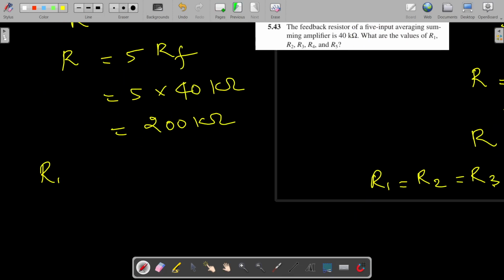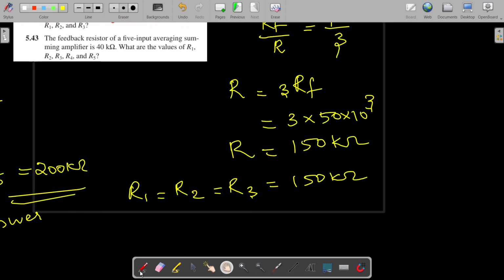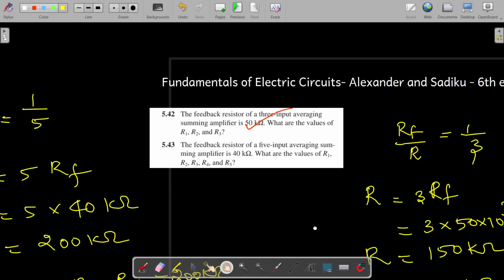So you can write the answer as R1 is equal to R2 is equal to R3 is equal to R4, which is again equal to R5, that is equal to 200 kilo ohm. So this is your answer for 5.43 and this is your answer for 5.42 of the 6th edition. Okay, thank you.